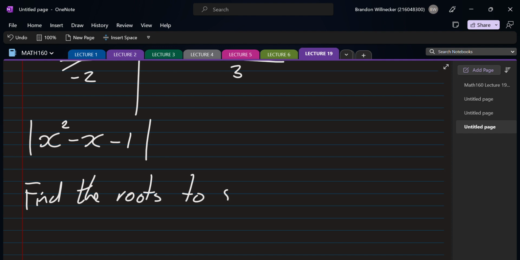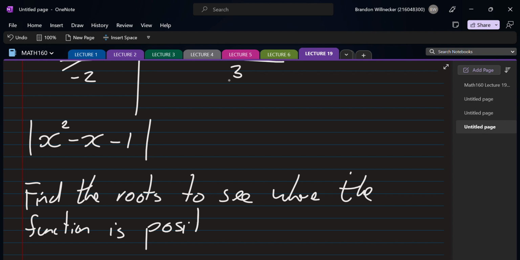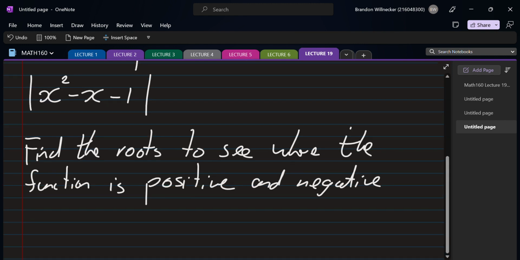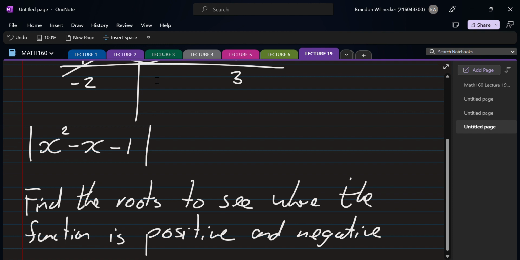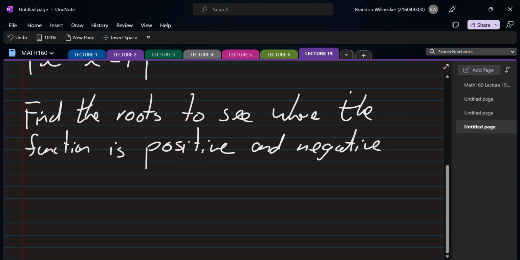Find the roots to see where the function is positive and negative. Okay, so before one of the roots it will be positive, between the roots it will be negative, after the final root it will go back to being positive. And we can tell that just from the shape, right? It's a positive parabola. So it will be positive, negative, positive for our line.